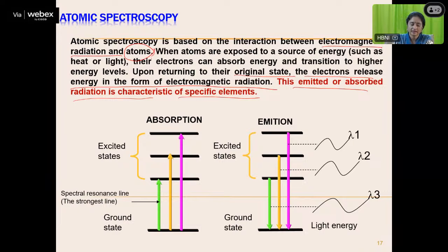Whether an atom is absorbing or emitting, whatever wavelength is used, that wavelength is very specific for the element. It will be different for different elements because all elements have different discrete energy levels, and therefore it is a signature of that element and can be used to quantify that element. So this is the basic principle of atomic spectroscopy.